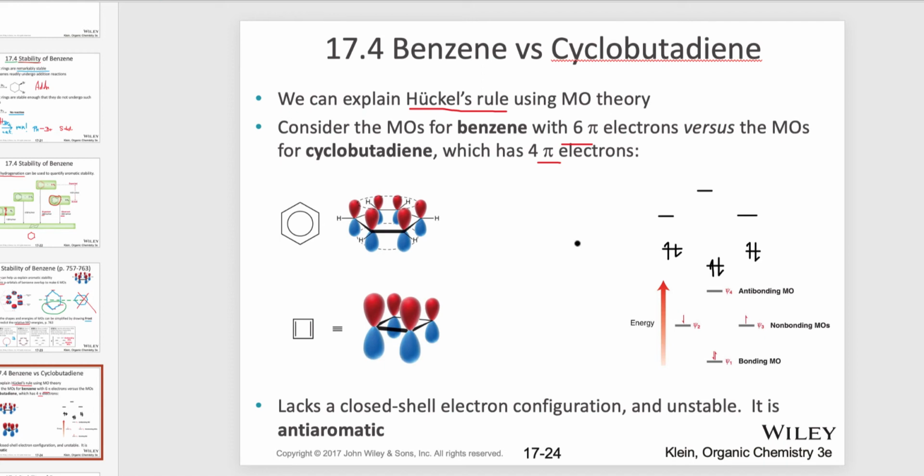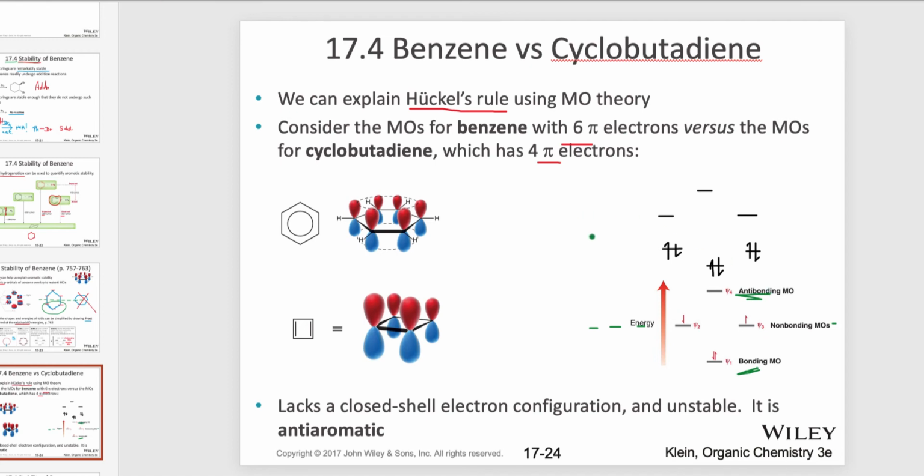And why is it that this will be called aromatic, but this will not be called aromatic? So we want to reason and deduce what is going on. Remember how I said this is the non-bonding level? Then you have the bonding below and the anti-bonding above.